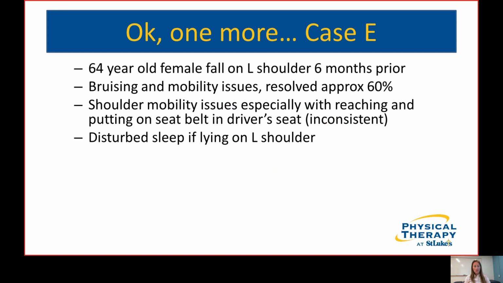So, okay, one more case. It was a 64-year-old female. She fell on her left shoulder 6 months ago. She was scared she would break her hand if she put her hand out, so she tucked her hand in and she smashed right on that shoulder. She's had bruising and mobility issues, but she's about 60% better now. Her primary complaints are general shoulder mobility when she's reaching. If she's going to put the driver's side seatbelt on, she has pain with that, and she really is having trouble sleeping on her left side just due to that shoulder pain. She's a pretty healthy lady.